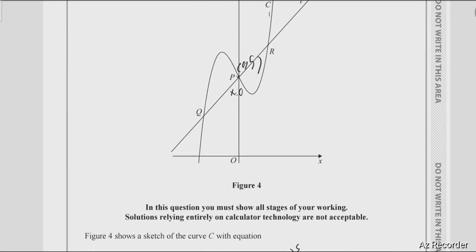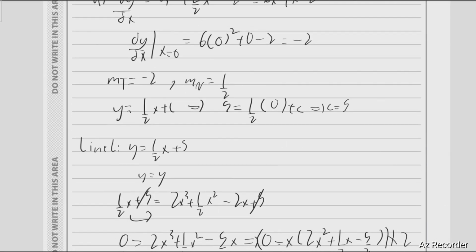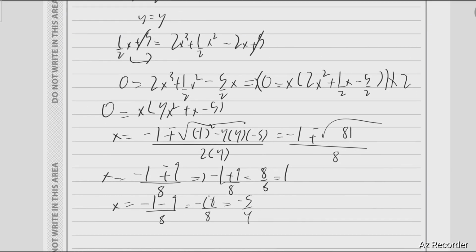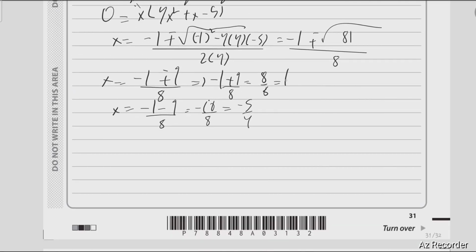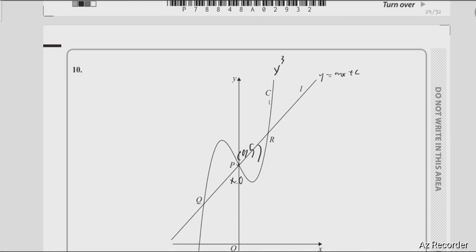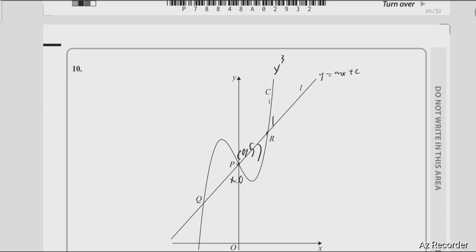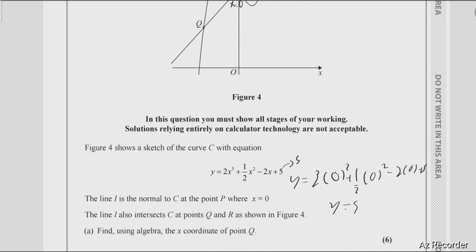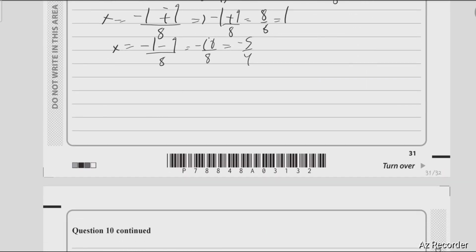Now if you look at the graph, we find that x equals 0, and the 2 points 1 and negative 5 over 4. Now 1 is the point R, and negative 5 over 4 is Q, because it's in the negative gradient. So you just write your conclusion and you get the marks.